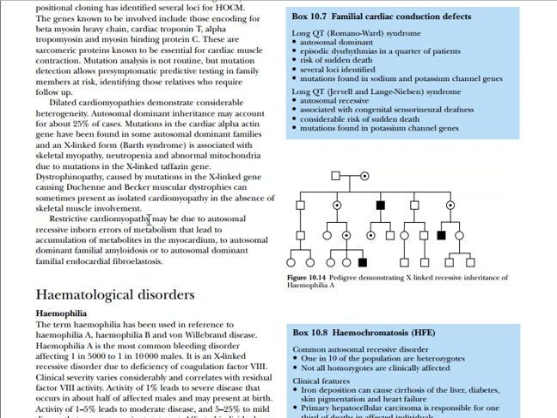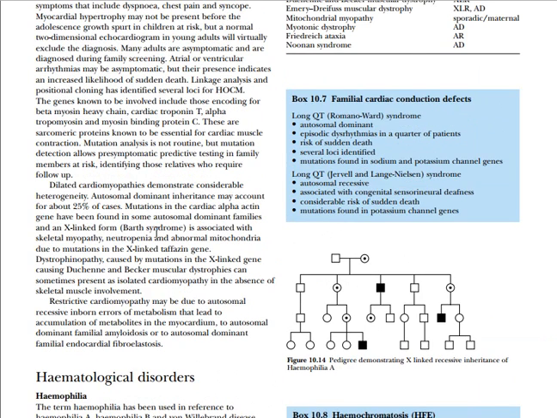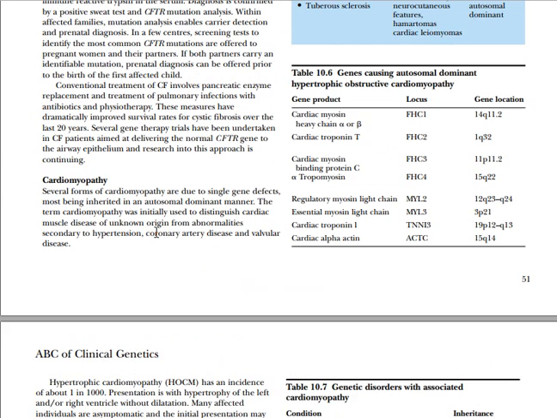Now, restrictive cardiomyopathy is due to autosomal recessive inborn error of metabolism. Is it clear? So those are the different cases you have to know. Now, these are the genes causing autosomal dominant hypertrophic obstructive cardiomyopathy. So for hypertrophic cardiomyopathy, these are the different genes involved.